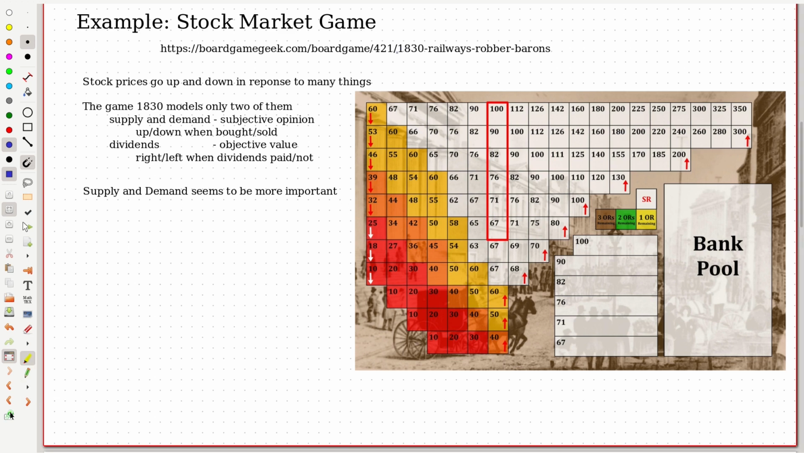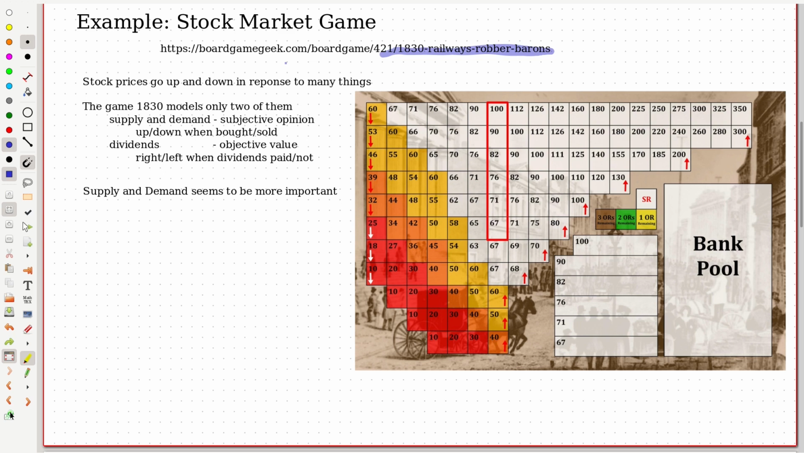Oh, by the way, if you're interested in the game, this is it. It's 1830 Railways and Robber Barons. You can look it up on BoardGameGeek.com if you're interested. If you like board games, this is kind of a classic. So, okay.